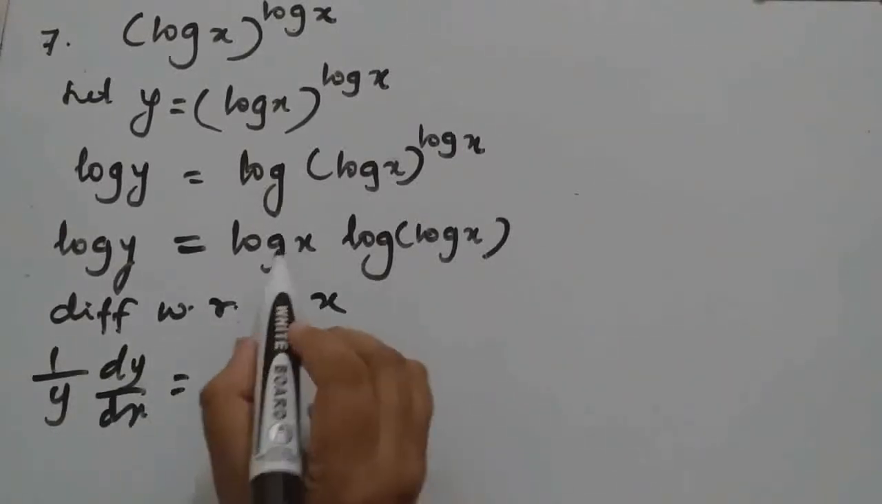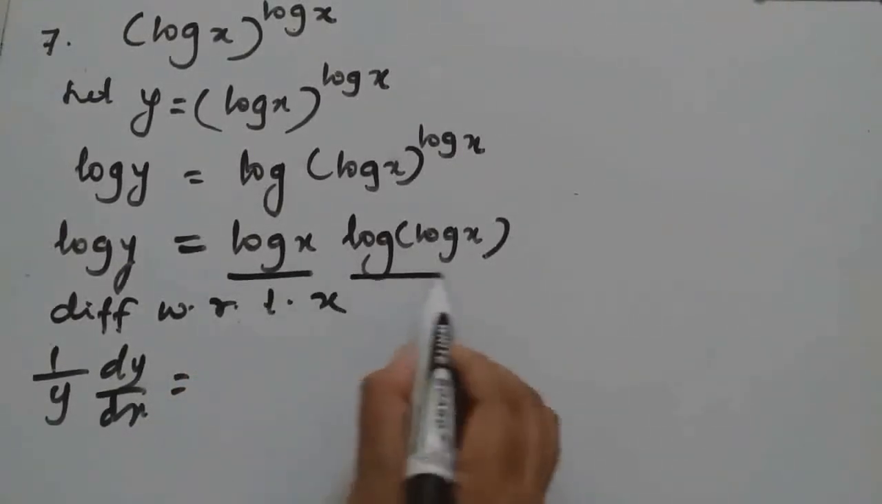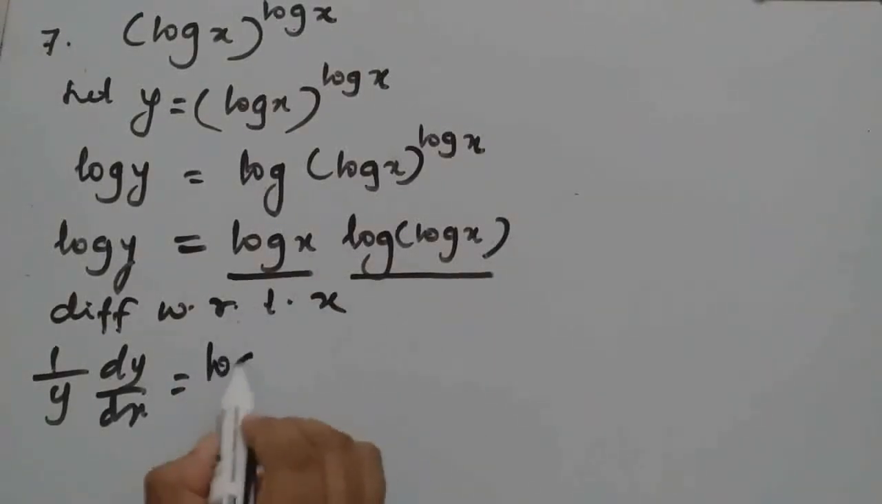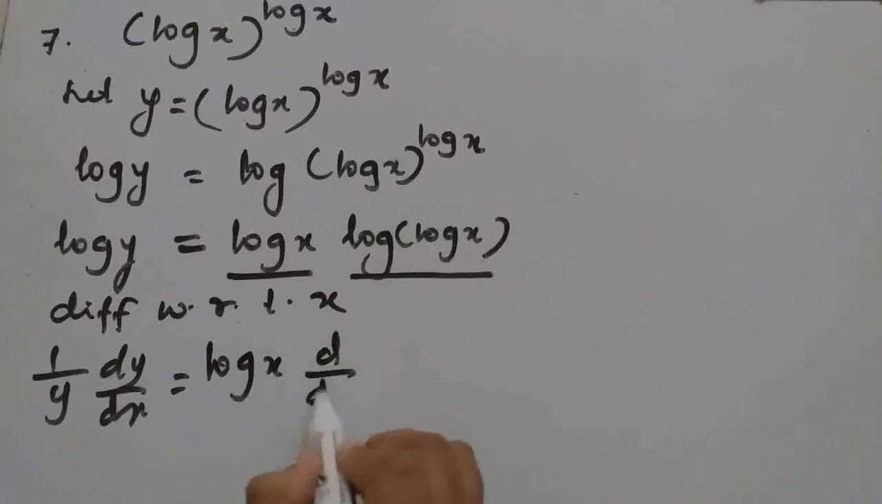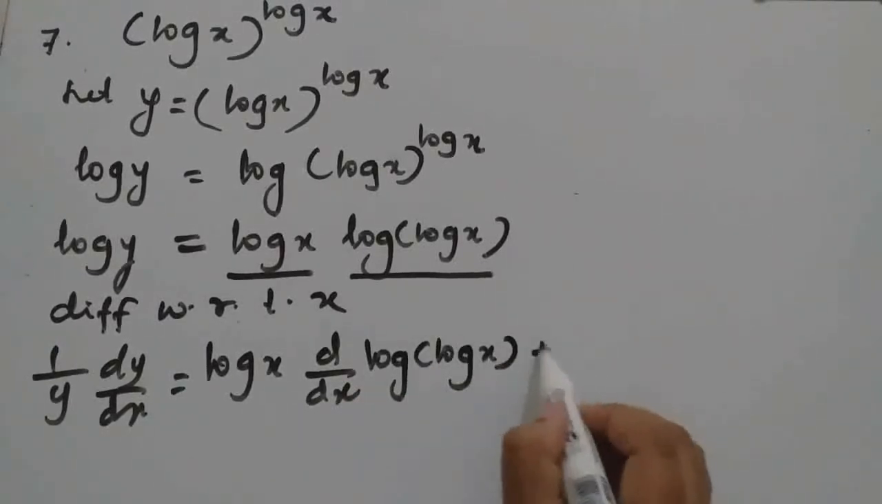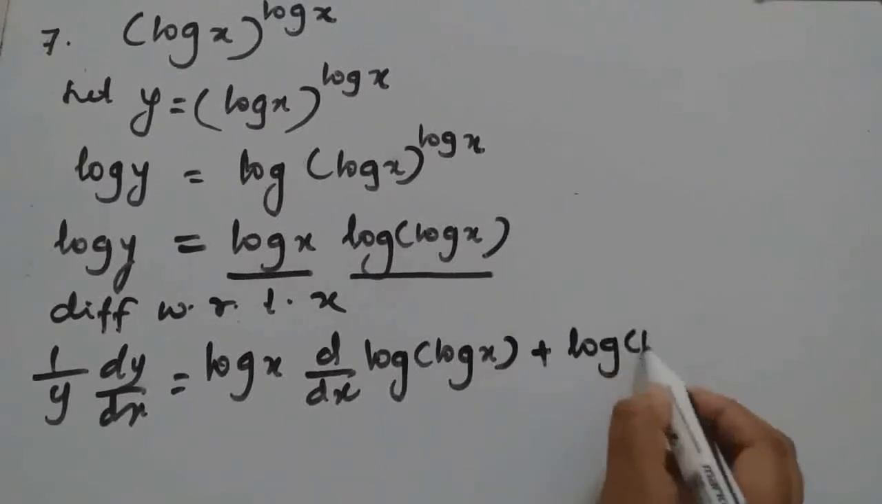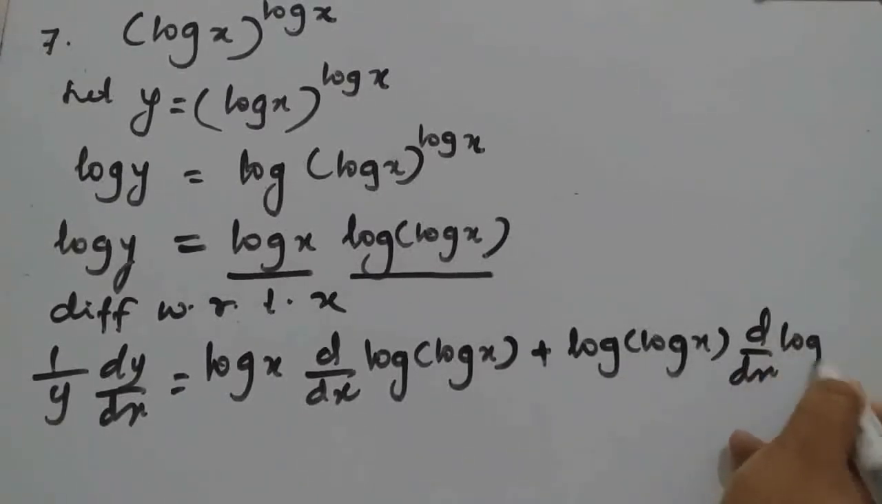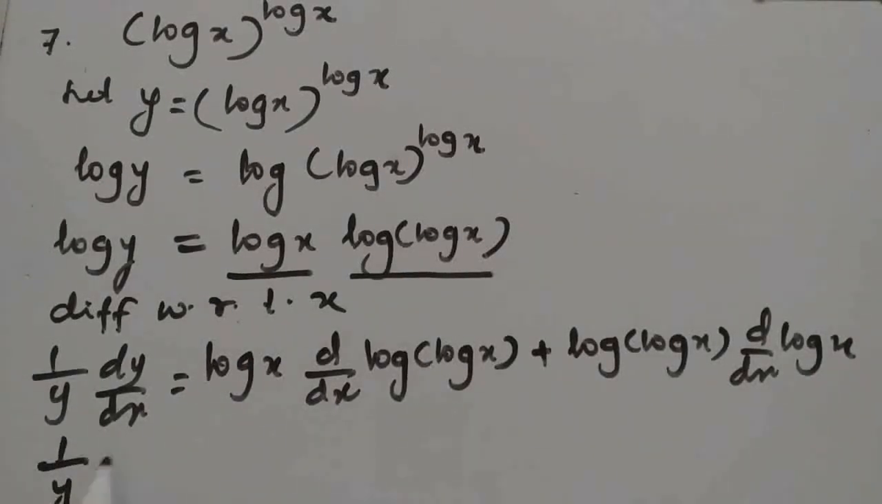Now here, if we want to take the derivative of two functions, isn't it? So we can use the product rule here. First function same, derivative of the second function, then second function same, derivative of the first function. Okay. Now this will be same. Log x will be same.